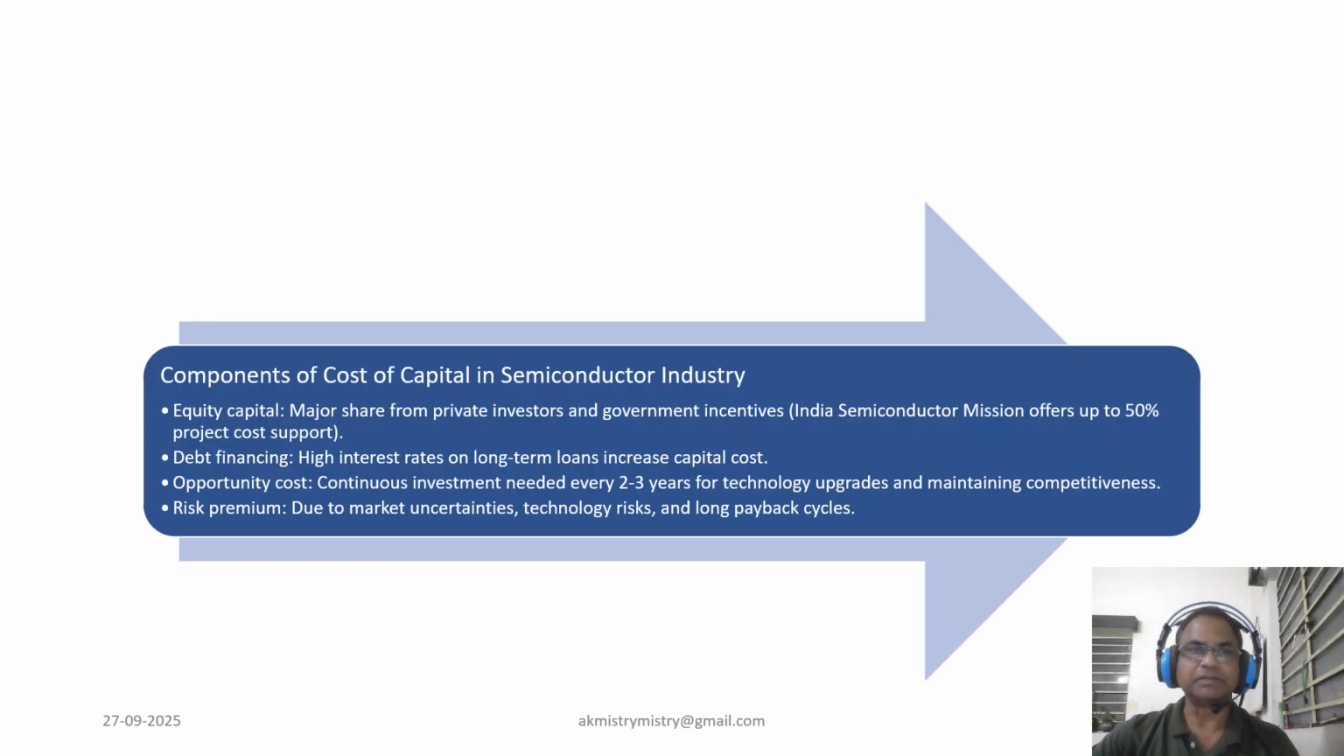Coming to materials: silicon, chemicals, gases. Next up, materials like silicon wafers, specialty gases, and high purity chemicals contribute around 20 to 25% of the total cost. These materials must meet ultra clean standards to avoid defects. Even a microscopic impurity can ruin an entire batch, making quality control and sourcing absolutely critical.